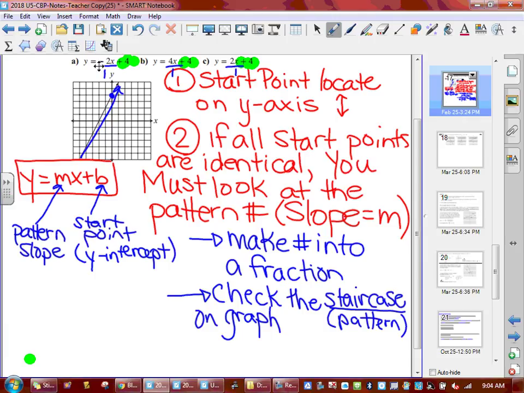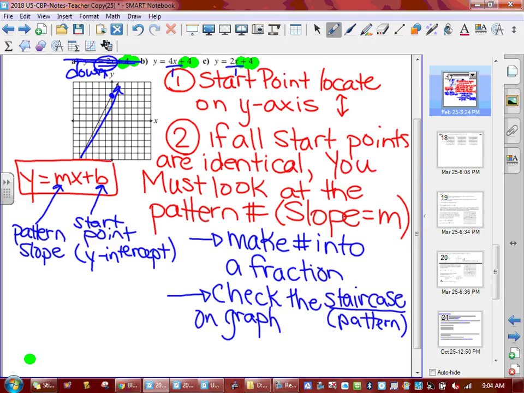Up graphs only have positive numbers in front of x. That means this one with a negative number in front of x can't be the answer, because that line would be going down. So we know it's not A, because that's a down line, and this graph's not going down.